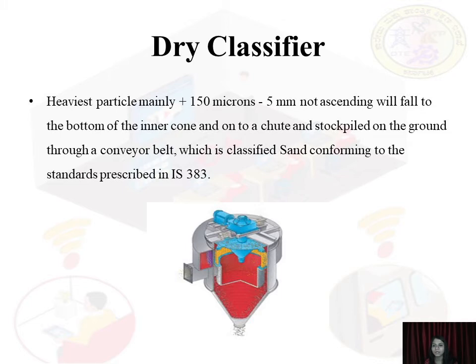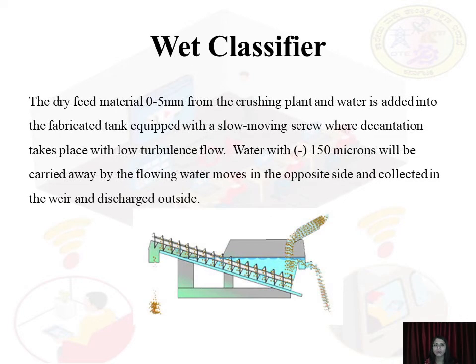And the next one is a wet classifier. In this, the washing of M sand takes place. 150 microns sand is going to be removed with the help of this wet classifier. That is about the dry classifier and wet classifier. Totally, the washing of M sand takes place in these classifiers.